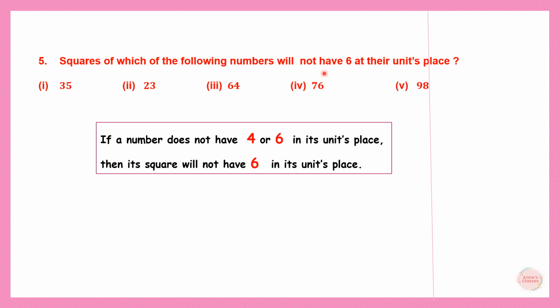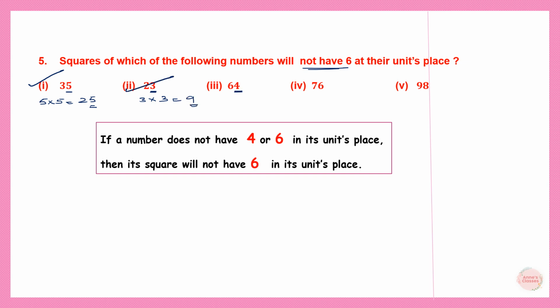Another way of checking this is by looking at the units place. So here we have 5. Let's multiply and see. 5 5s are 25. So what do we have in the units place here? 5. The question is which are the numbers which don't have 6? So this number doesn't have 6. Go to the next one. Units place we have 3. 3 into 3 is 9. It doesn't have 6. So this is the answer.